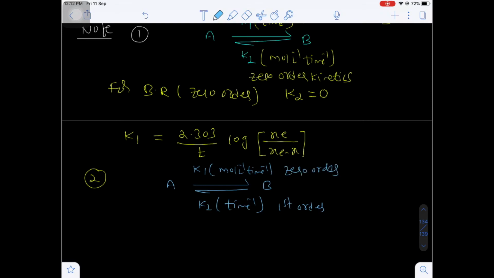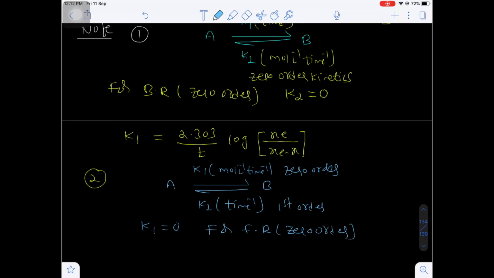Zero order kinetics. Now in the forward direction, zero order, that's why I am taking the K1 value 0. Are you getting my point? Because for the forward reaction, that will be the zero order kinetics. That will be the what? Zero order kinetics. Are you getting my point?